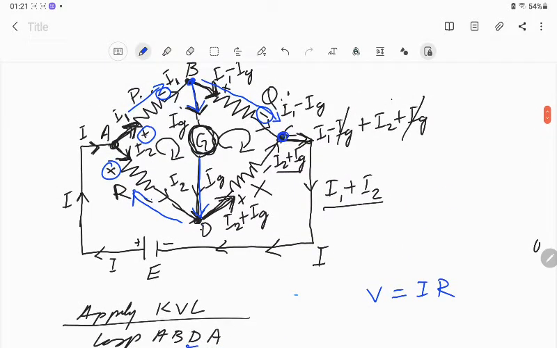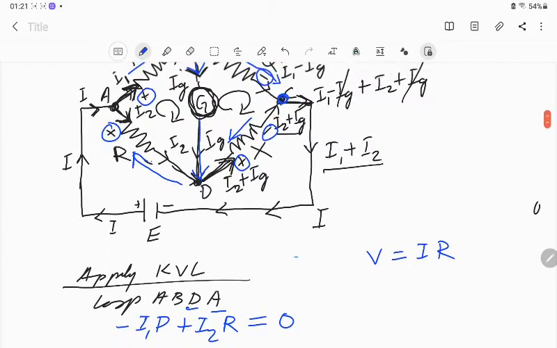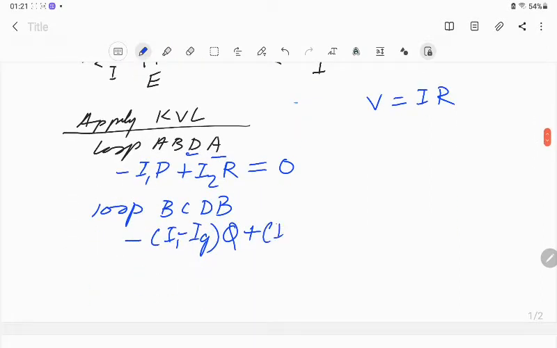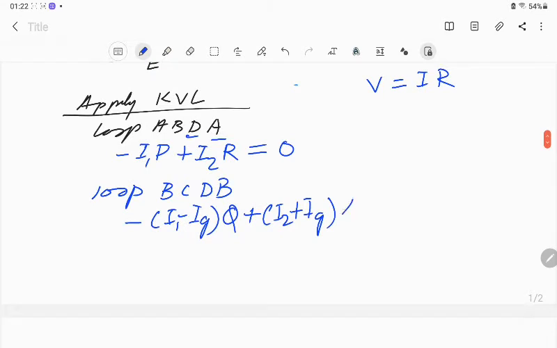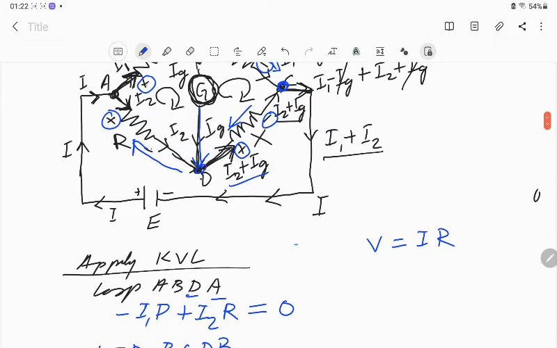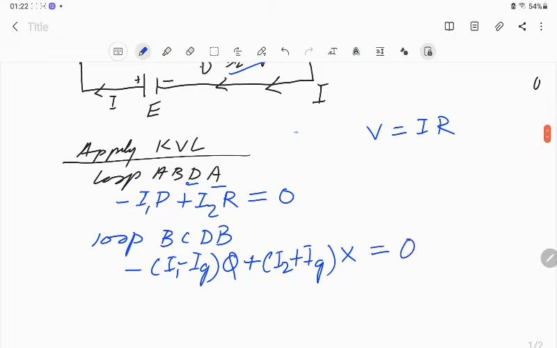Now we have reached at this point, that is C, point C. Now we will go this side. So minus to plus. So that is plus. Current is how much? This is the current. I2 plus IG and resistor is X. X. Now we have reached D. Now from D to B, nothing is there. So equal to 0.